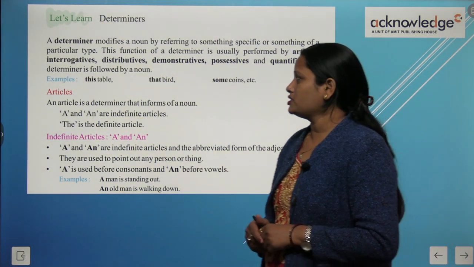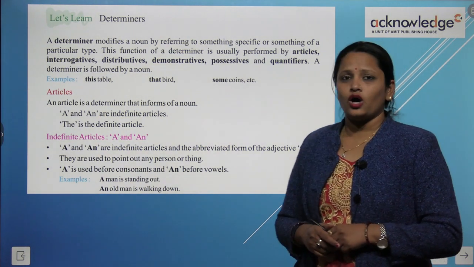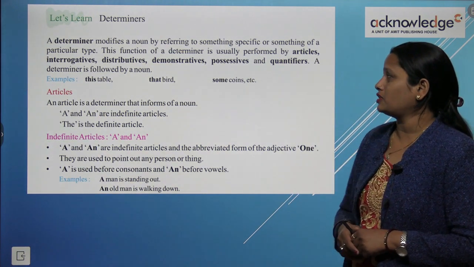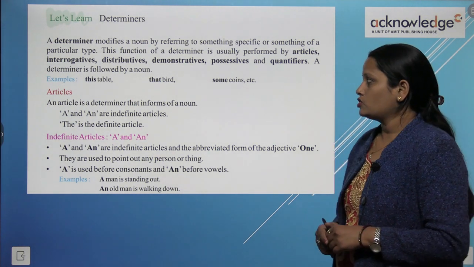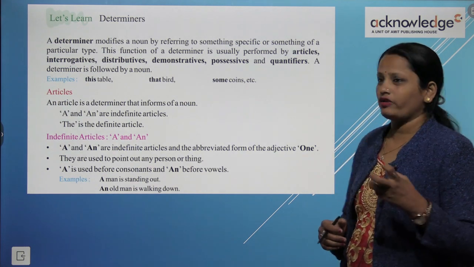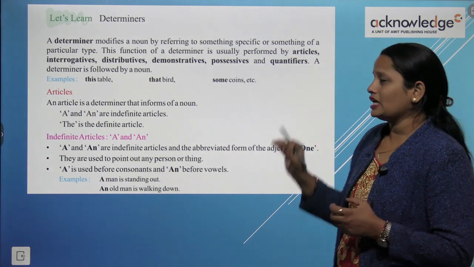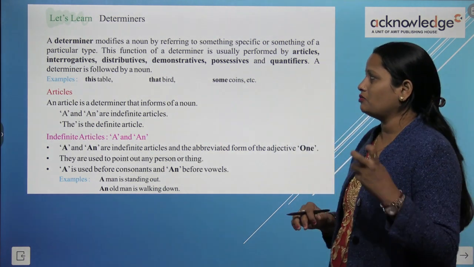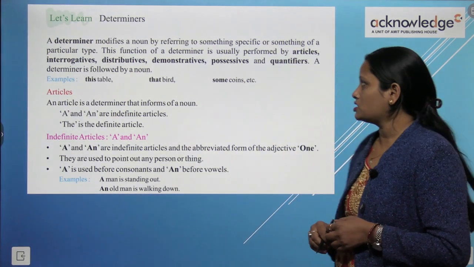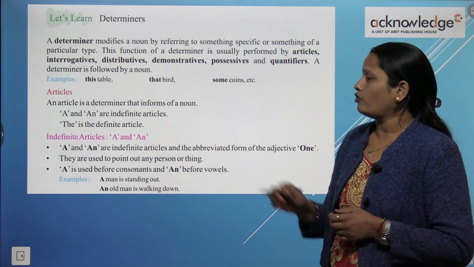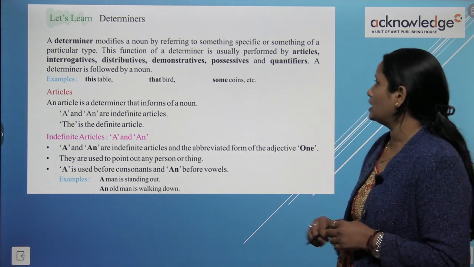So what are determiners? A determiner modifies a noun by referring to something specific or something of a particular type. So ये जो determiners होते हैं ये क्या करते हैं? Modify करते हैं noun को, और वो refer करते हैं किसी एक specific thing को, means एक particular thing को ये specify करते हैं. This function of the determiner is usually performed by articles. So ये जो काम है determiners का ये mainly articles ही करते हैं.